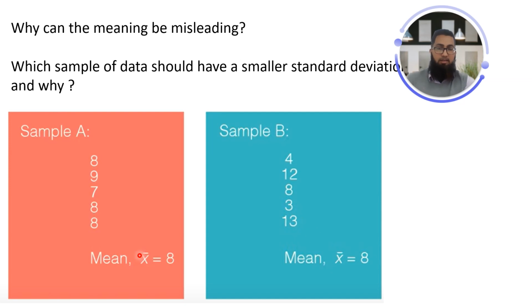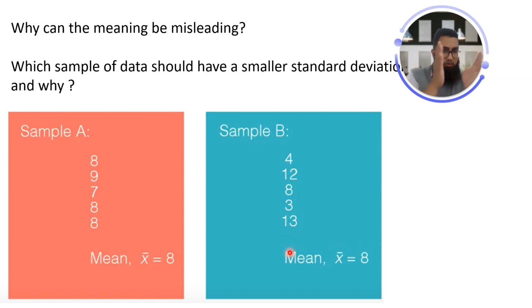Look at the mean. The mean is very misleading. 8 is here, 8 is here. If I told you sample B and sample A have the same mean, you would never think that the distribution of sample B is like this and sample A is like this. You can't tell how spread the data is from the mean. Impossible. So standard deviation will give you an idea of how spread the data is.